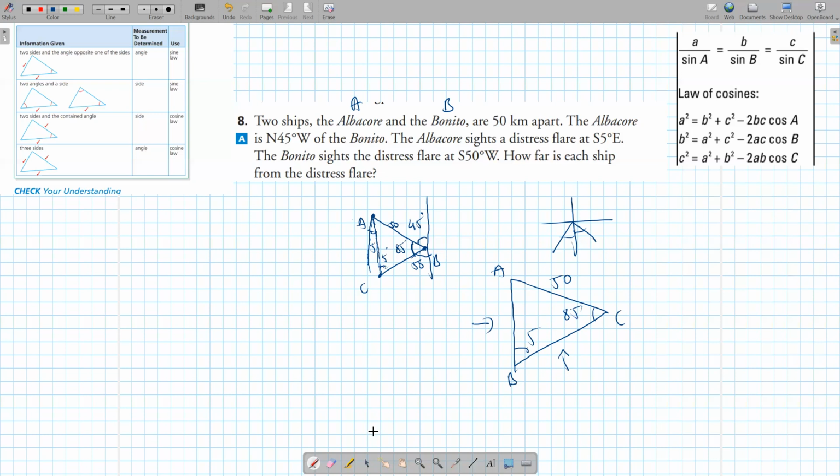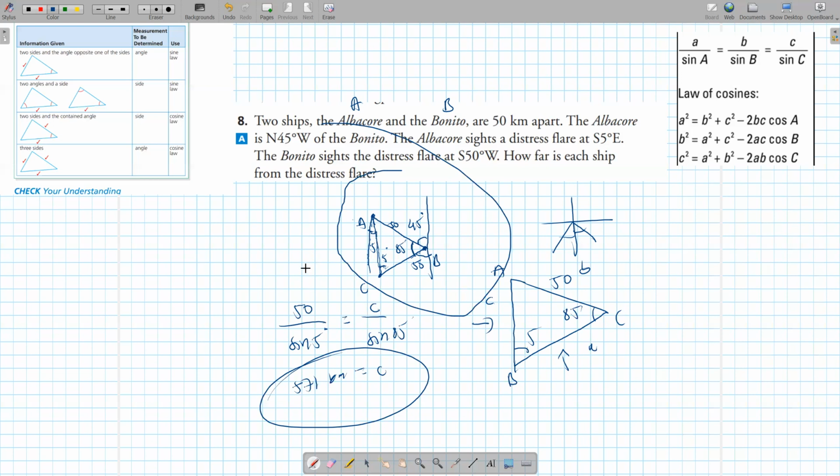You could use sine law. Yes, perfect. So this is A, this is C, and that's B. So it's going to be 50 over sine of 5 equals C over sine of 85. Multiply both sides by sine 85 and you'll have the answer. 50 over sine 5 times sine 85 is going to be 571 kilometers. And using the same thing, you can find what A is. Once you have the triangle, it's pretty simple, but the hardest part is coming up with the triangle.